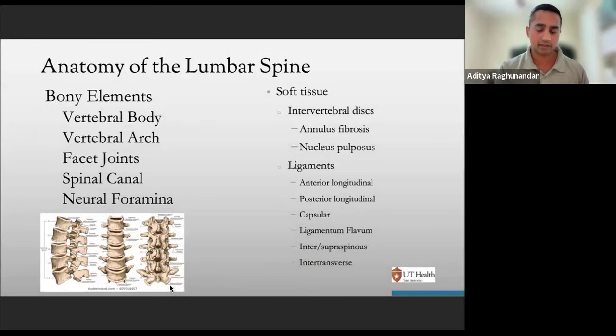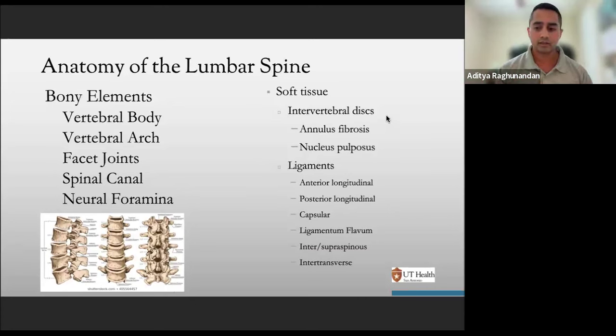If you start at the deepest structures, you could think about the bony elements. Think about the spine, or the spinal column, as a three-joint complex. You have the vertebral bodies with the intervertebral disc in between, and then posteriorly you have the facet joints. These other elements are part of the bony elements that allow neural structures to exit or provide attachment sites for ligaments. The soft tissue structures are the intervertebral disc and the ligaments. That's the broad picture.